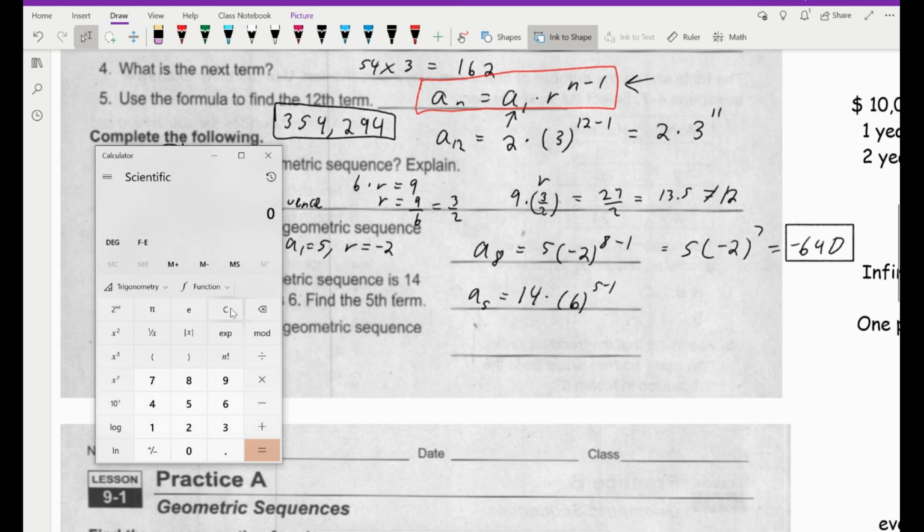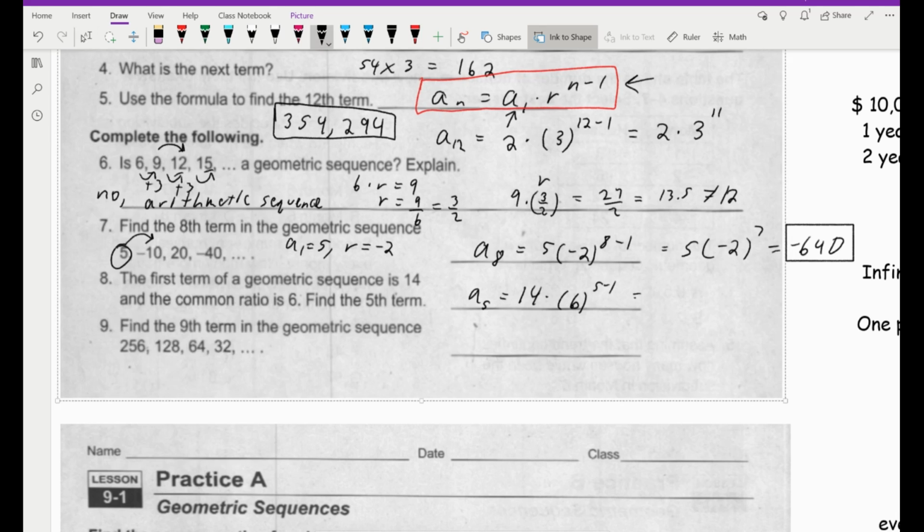So let's see here. We're going to do 14 times 6. I should do a parentheses. Raised to the 5 minus 1, which is 4. Raise it to the 4th. And now we'll get 18,144.